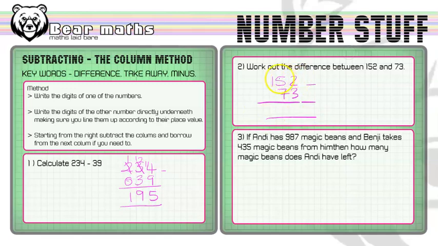2 take away 3, again we can't do that, so we're going to borrow 1 from there. That becomes a 4, and that becomes a 12. 12 take away 3 is 9. 4 take away 7 we can't do, so we're going to borrow that 1 from there. That becomes nothing. Remember there's a 0 there as well. 14 take away 7 is 7, and then 0 take away 0 is 0. So we get the answer of 79.